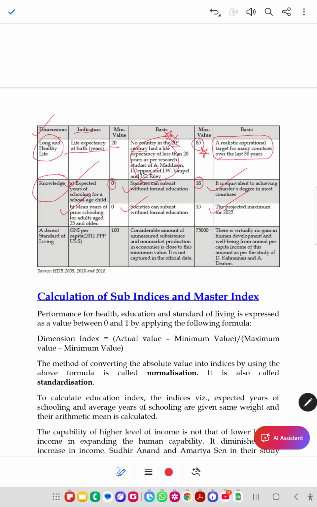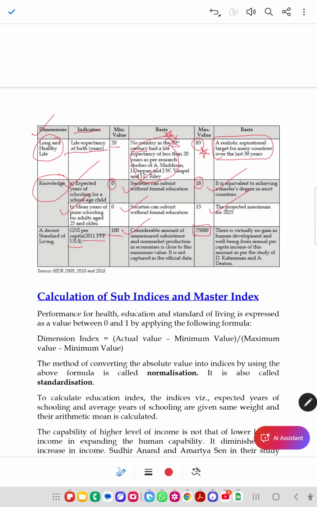Third, a decent standard of living. It is measured as GNI per capita in 2011 PPP US dollars. Minimum value is 100, maximum value is 75,000. Why is 100 the minimum value? Because a considerable amount of unmeasurable subsistence and non-market production in economies is close to minimum value. It is not captured in the official data.